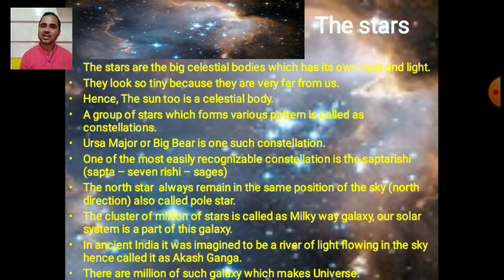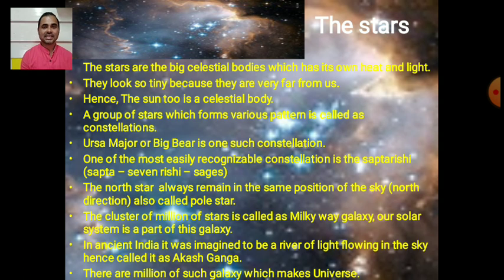A group of stars which forms various patterns is called a constellation. Understand? Okay, the Big Bear is one of such constellations. So what is the name given to such a constellation? The Big Bear. It is also called what? Ursa Major. Clear? Another one of the most easily recognizable constellations is the Saptarishi.